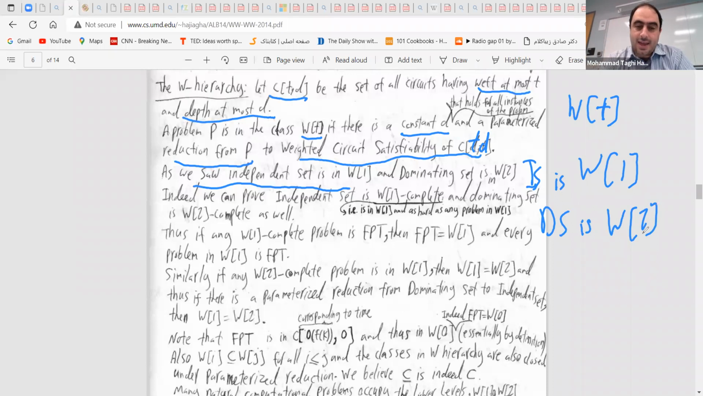Good. And also one important thing: generally, when we have a fixed parameter tractable algorithm, these are in W0. Why are they in W0? Because for all of these FPT problems, we can solve them in polynomial time.